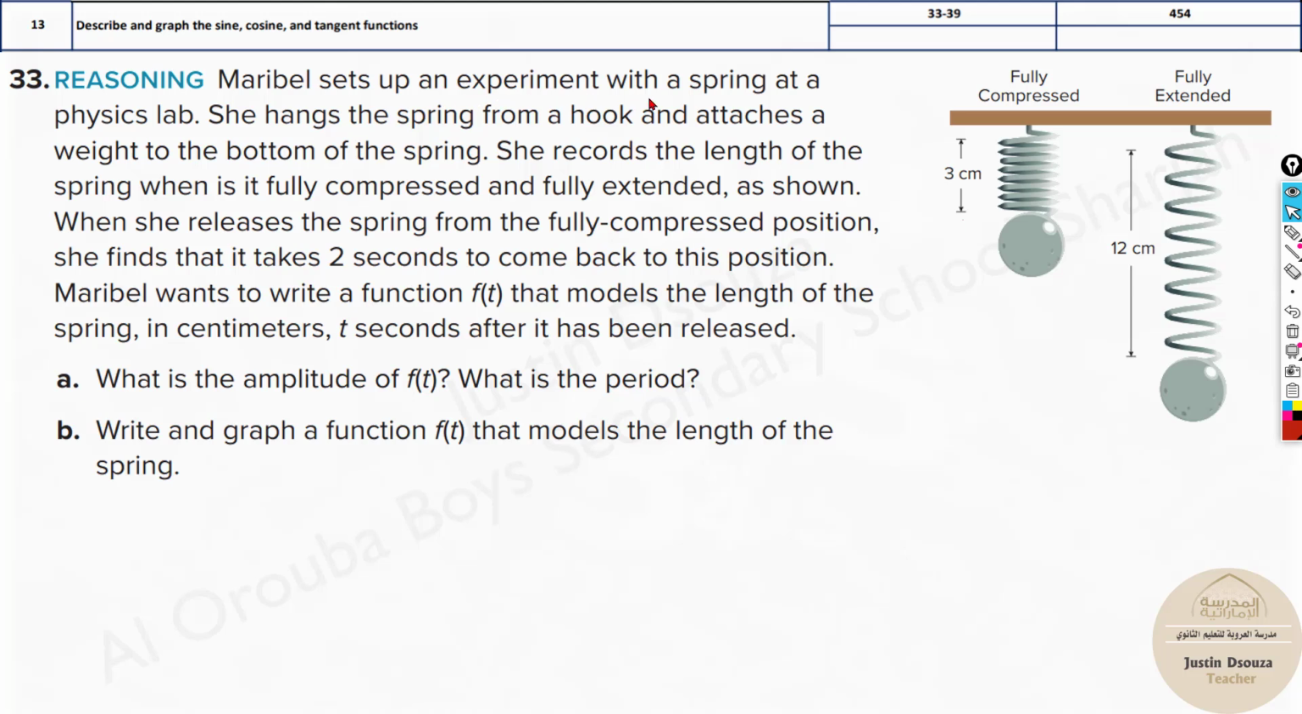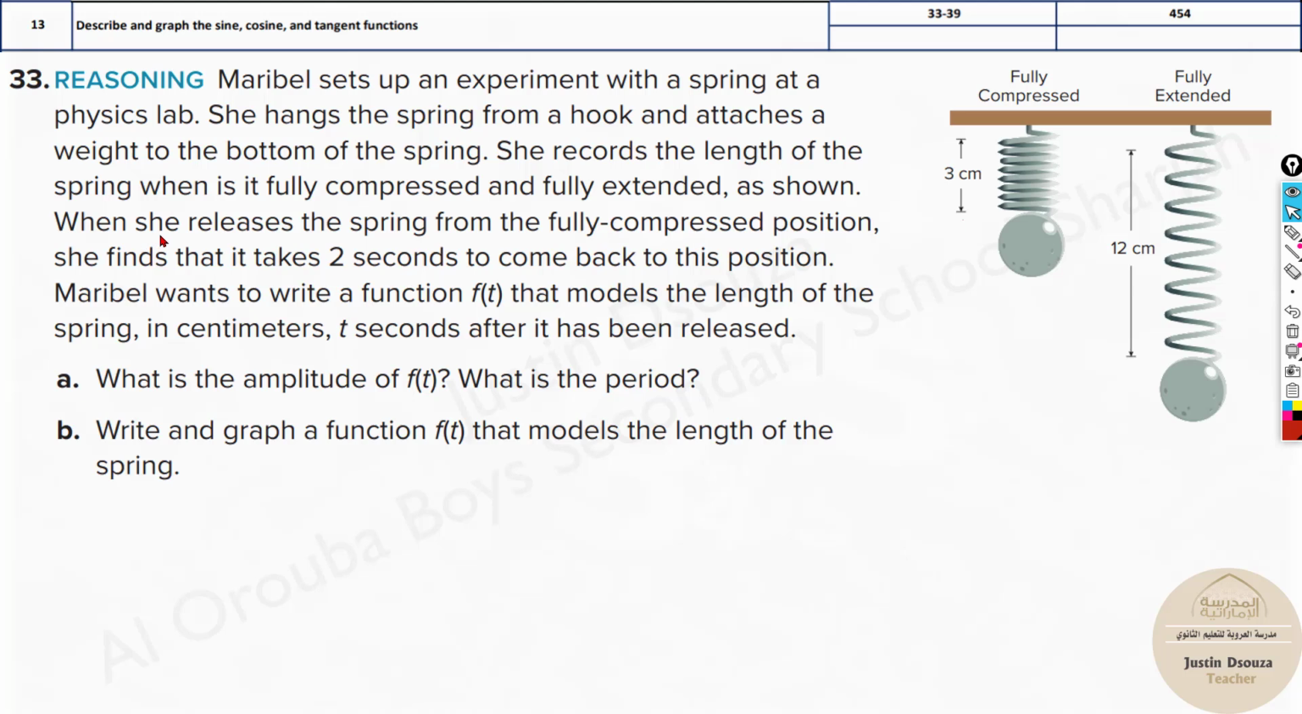Maribel sets up an experiment with a spring at a physics lab. She hangs the spring from a hook and attaches a weight to the bottom of the spring. She records the length of the spring when it's fully compressed. You can see it's 3 centimeters. And when it's fully extended, that's 12 centimeters.